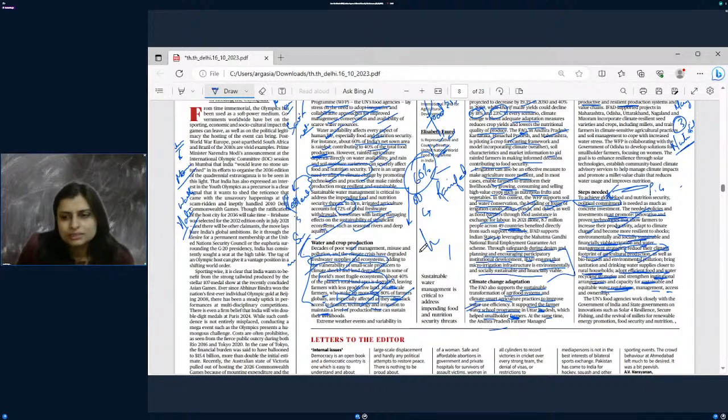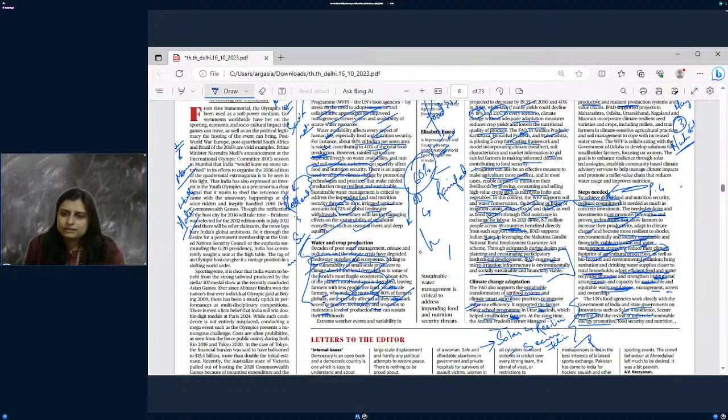So, the UN's food agencies are working closely with the government of India and state governments. And with respect to what? For innovations such as solar for resilience, secure fishing, and revival of millets for renewable energy promotion. So, four things that you need to keep in mind: solar for resilience, secure fishing.